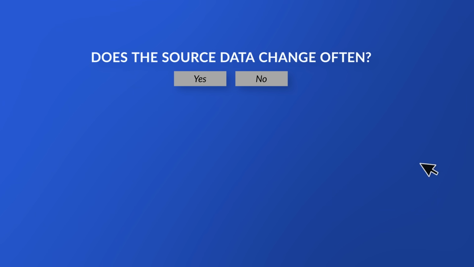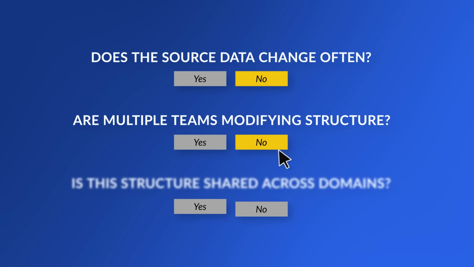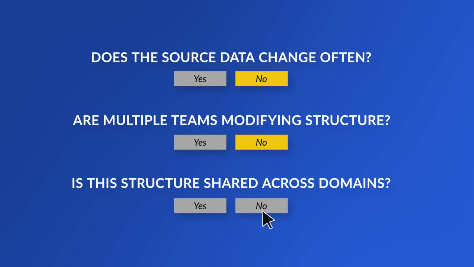Before you automatically build three schemas, I want you to ask a couple of questions. The schema in the source, how often does that change? Are multiple teams modifying the structure? Is this shared infrastructure across multiple domains? If the answer is no, why are we physically separating it three times?